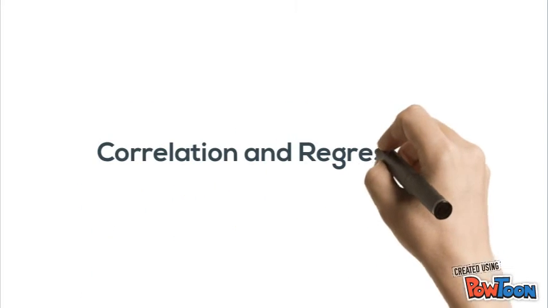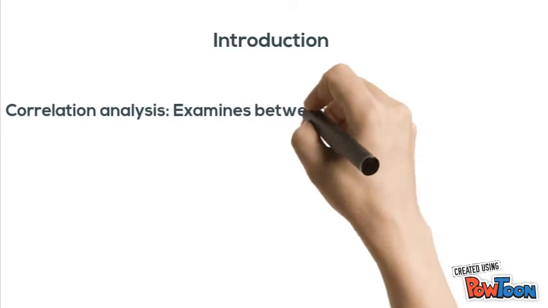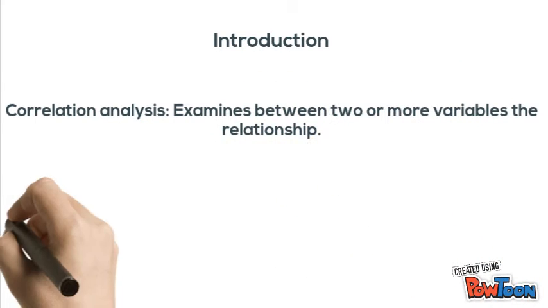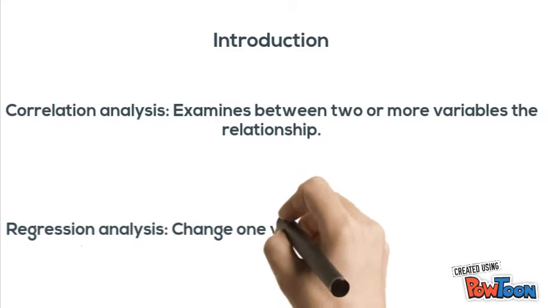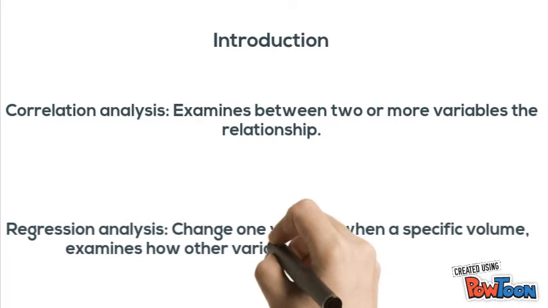Our today's topic is correlation and regression. So let's start with the introduction. Correlation analysis examines the relationship between two or more variables. Regression analysis examines how a change in one variable affects other variables when a specific value changes.